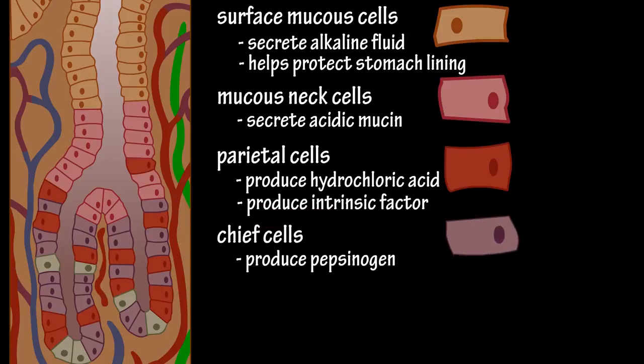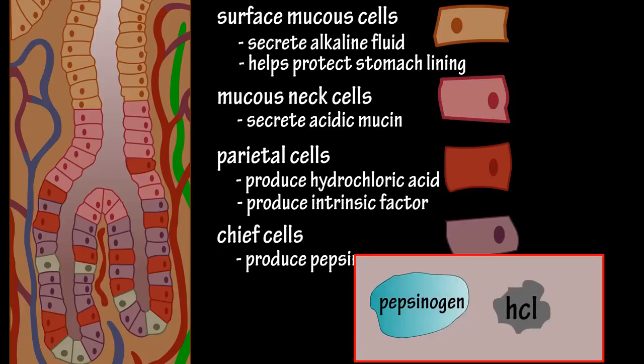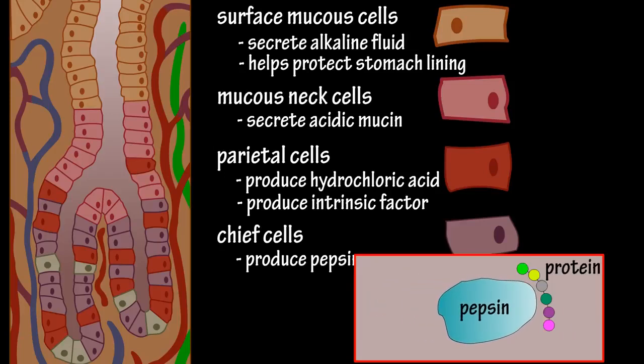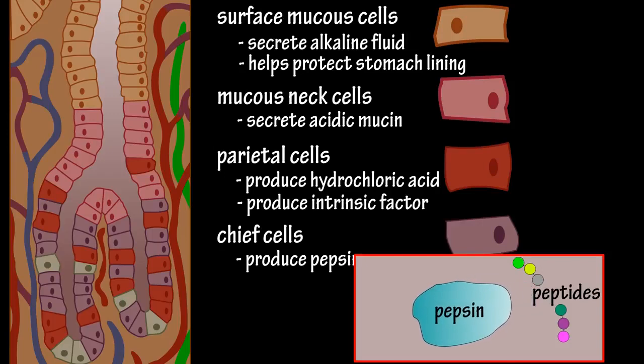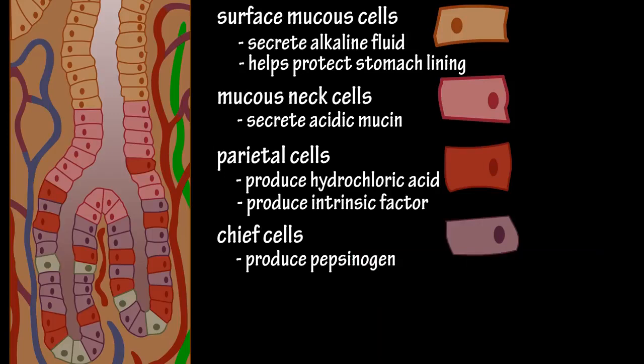Chief cells produce pepsinogen, which is the precursor to the enzyme pepsin. Pepsin is activated by hydrochloric acid in the stomach, and it digests or breaks down proteins into smaller peptide fragments. Chief cells also produce gastric lipase, which is an enzyme that aids in the digestion of fats.